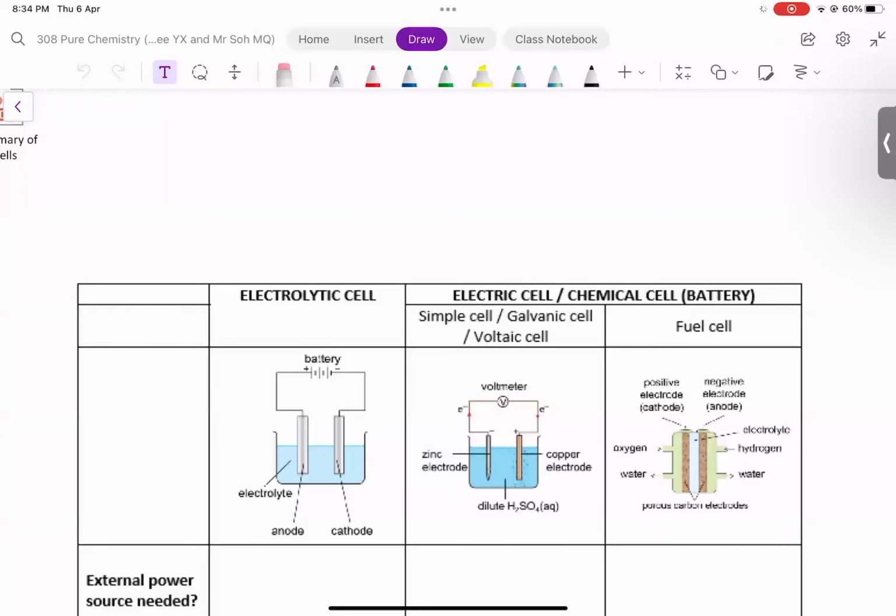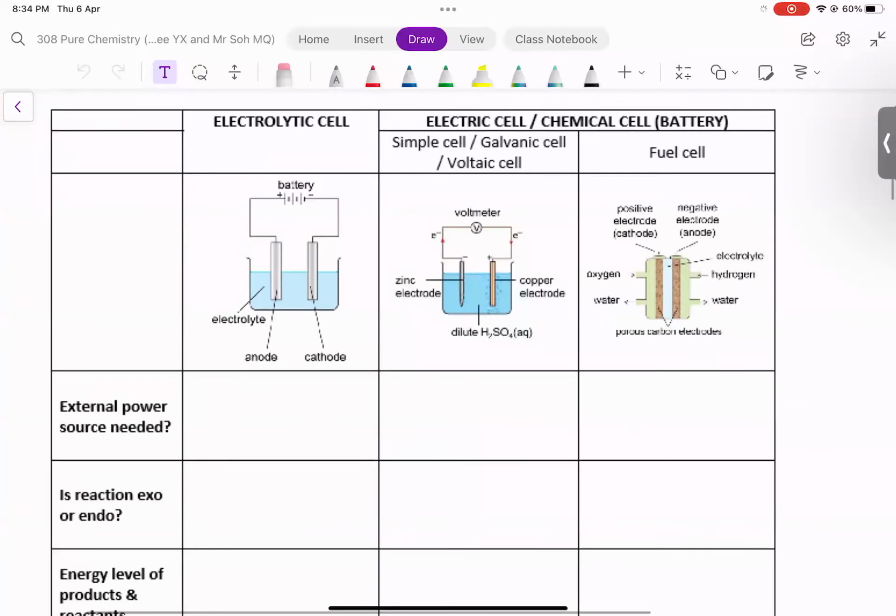Okay, hello everyone. Welcome to this little lesson or consultation on electrolytic cell versus electric cell. I think there's some confusion over these two concepts of electrolytic cell and electric cell. So let's hope that today's lesson will help to dispel some of the misconceptions that you have, and clarify some of the doubts that you have.